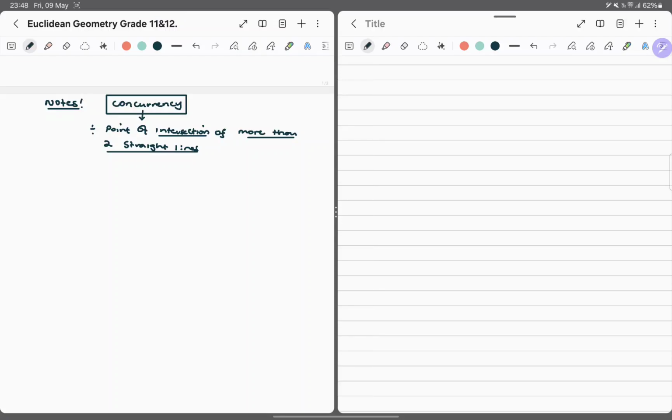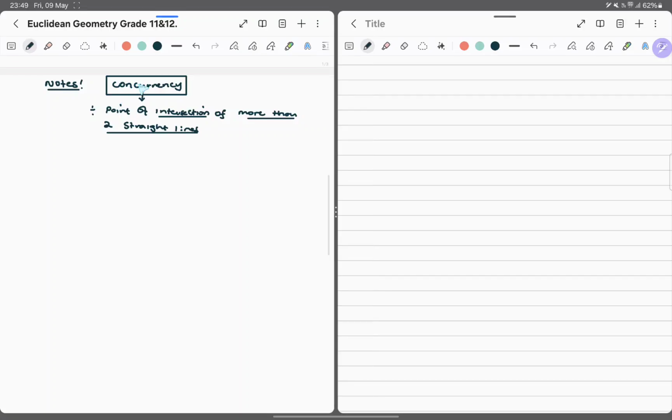It's not just any line. It's not a curvilinear line. This is a straight line. So when we say lines are concurrent, it means more than two lines have a common point of intersection. That's the idea of what concurrency is all about, as opposed to a point of intersection when we just talk about only two lines. When there are more than two, we say those lines are concurrent. Please know this.